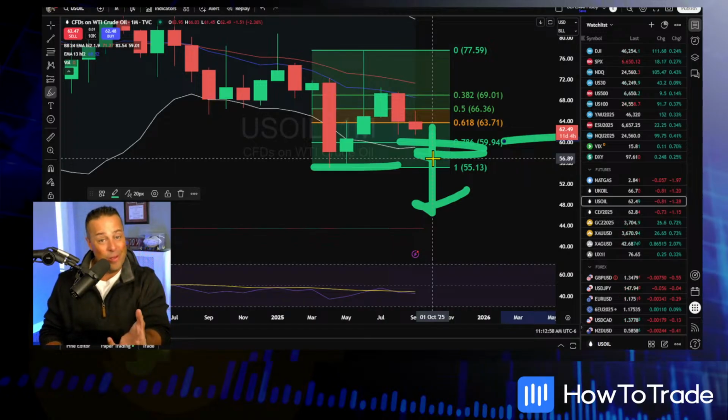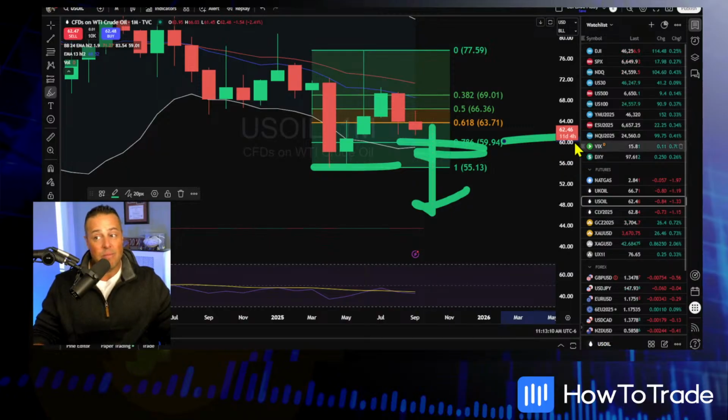even though you may really want to take a long, and you may eventually be right, understand the risk that you're assuming. This time of year, people are looking for reasons to sell crude oil. That technical level right there, that's a big reason to sell. Be very careful if you're holding longs right above that zone. Be careful there.